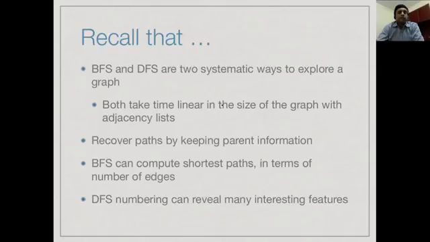We observed that breadth first search, because of its layer by layer strategy, actually uncovers the shortest distance to every vertex in terms of the number of edges from the start vertex. And depth first search, though it does not find the shortest path, gives us a lot of other information in terms of the order in which we visited. So by keeping track of the pre and post DFS numbering, we can actually recover structural properties of the graph.